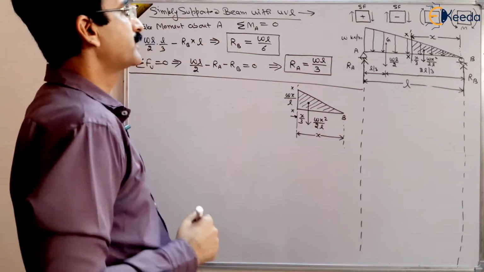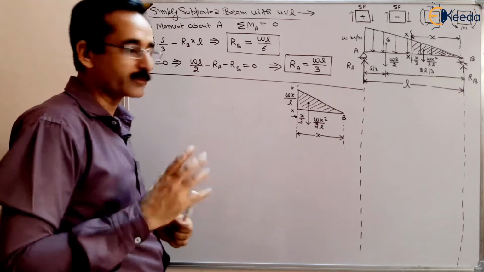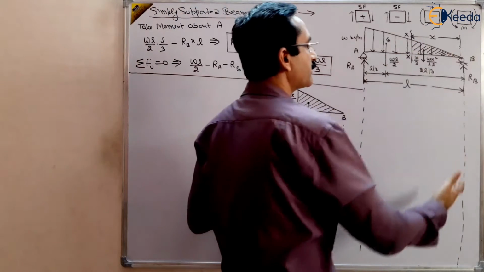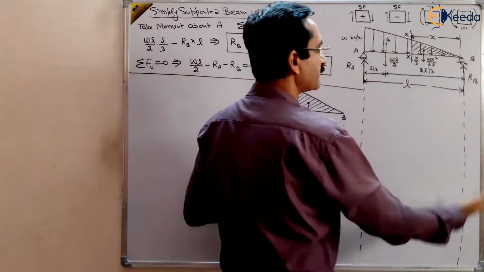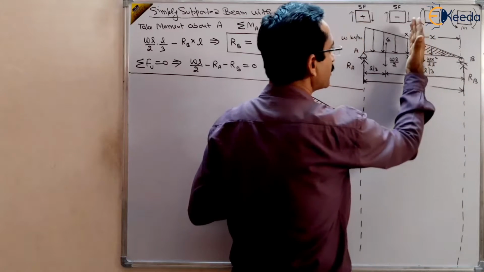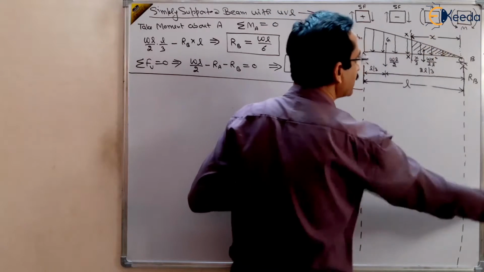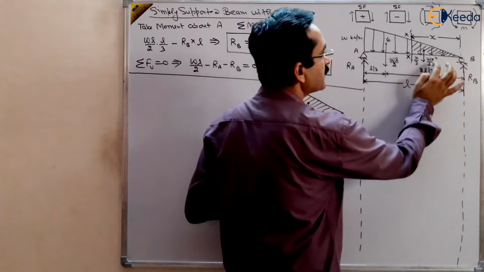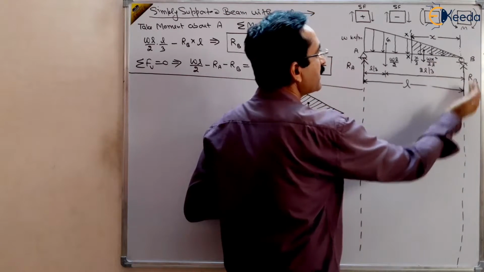Now we can find out the shear force. And what is shear force? It is the algebraic sum of all the forces to the left or to the right of the section, right? So we are taking the rightward direction of this cross section x. In the rightward direction there are two forces. One is RB, another is Wx square by 2L. RB is in upward direction.